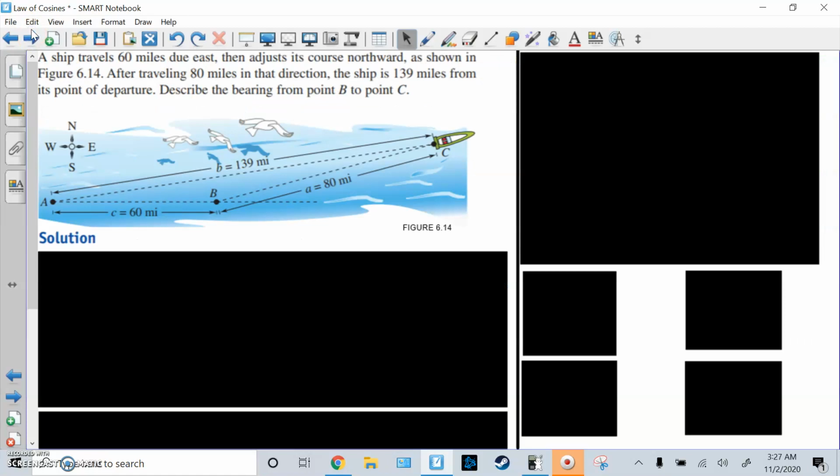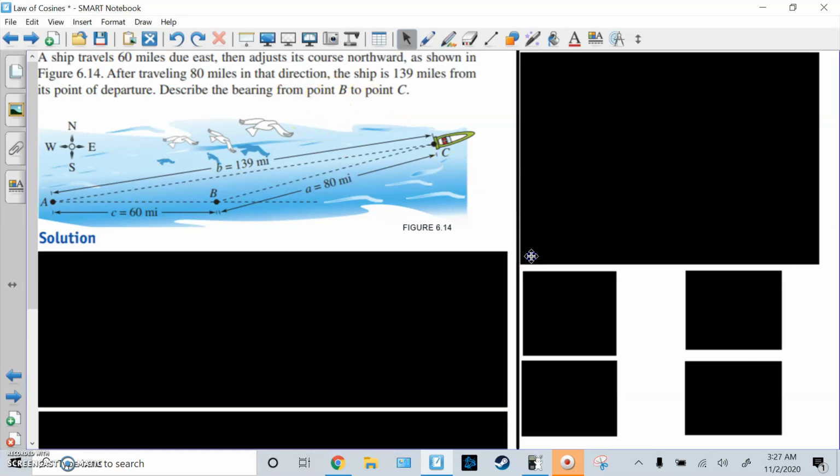Alright, here's another one. The ship travels 60 miles due east, so starting at point A, they go east 60 miles, then they start heading northward 80 miles with no angle. At the very end, that's 139 miles from its starting point. Find the bearing from point B to point C.